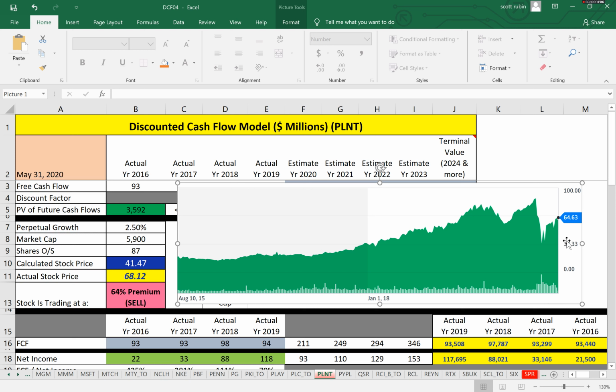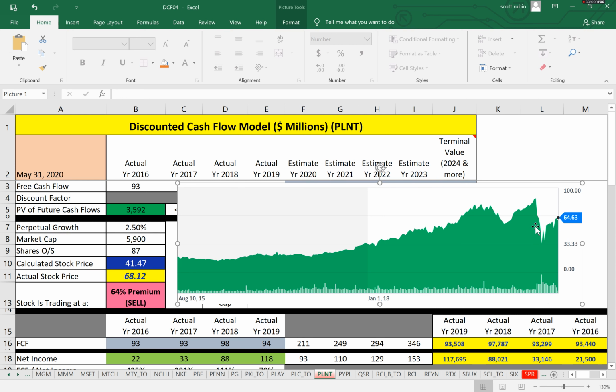Let's look at historical stock price for this company. And let's see when it was trading at 41. In March it was trading around there, and maybe a year ago as well. So it is trading at a premium.